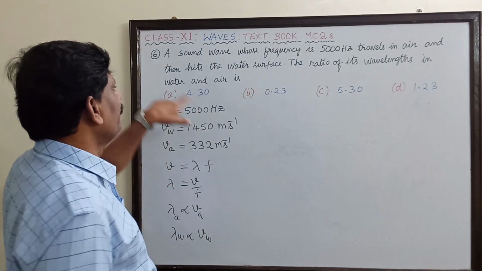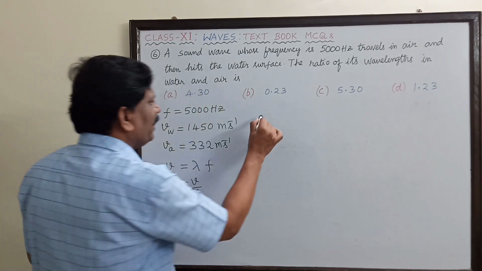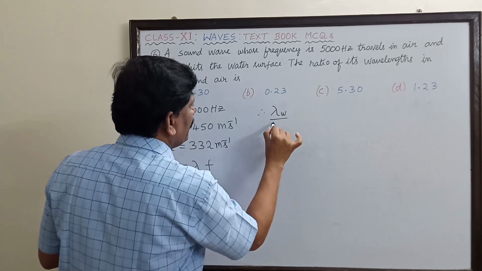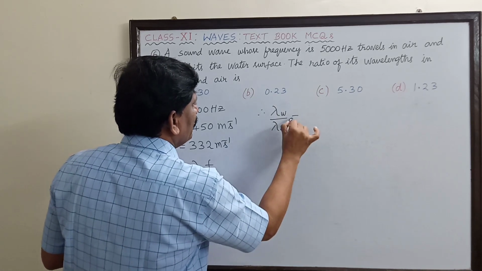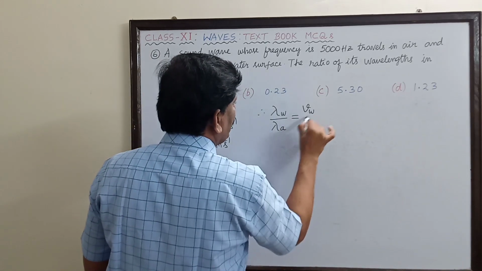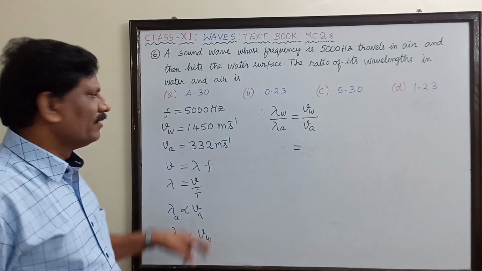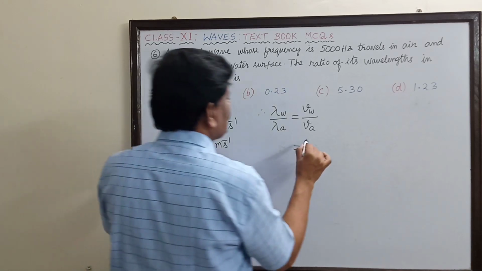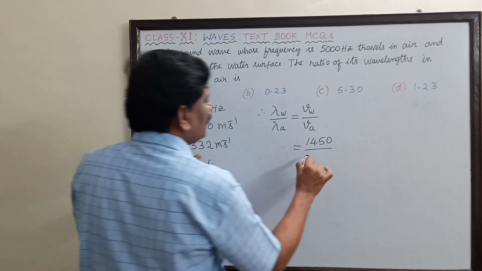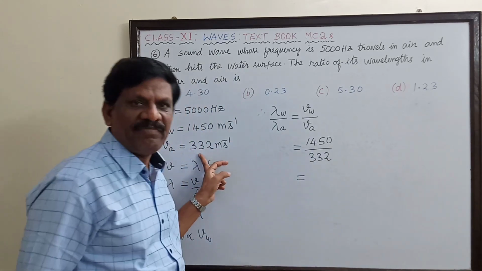So the ratio of the wavelengths in water and air is asked. That means lambda water divided by lambda air. So we will take lambda water divided by lambda air. So this is equal to what? Velocity of sound in water divided by velocity of sound in air. So what are the standard values? 1450 meter per second divided by 332 meters per second. So this ratio we have to find out.